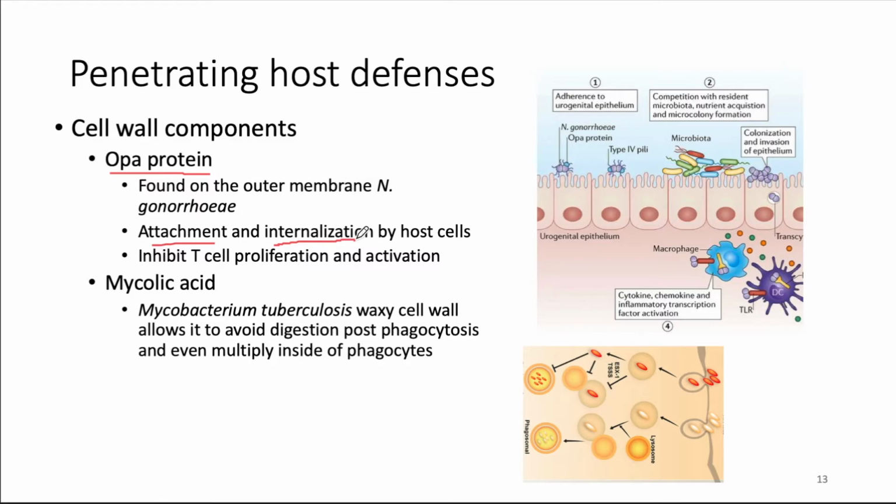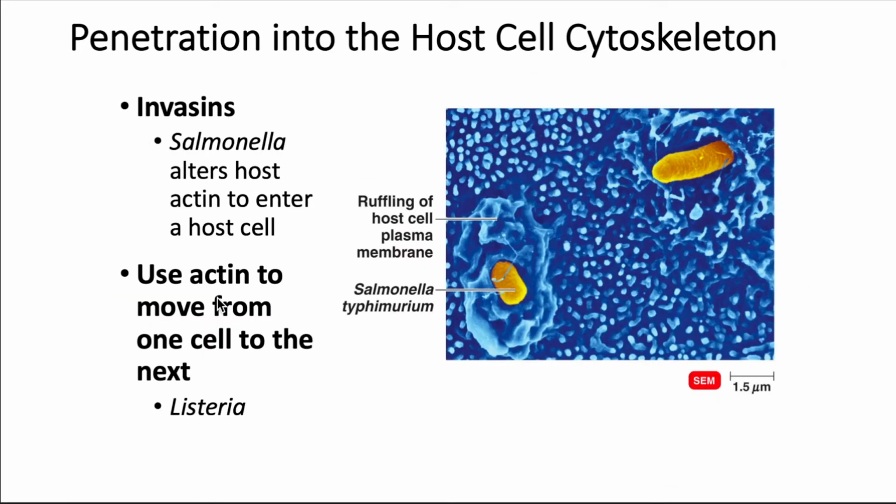Then you have organisms like Mycobacterium tuberculosis, which causes tuberculosis, which has mycolic acid, the acid-fast organisms. Now, with the mycolic acid, what it does is that they're able to avoid phagocytosis and even multiply within cells that are supposed to destroy them, the phagocytes. So that is also another mechanism that some organisms use.